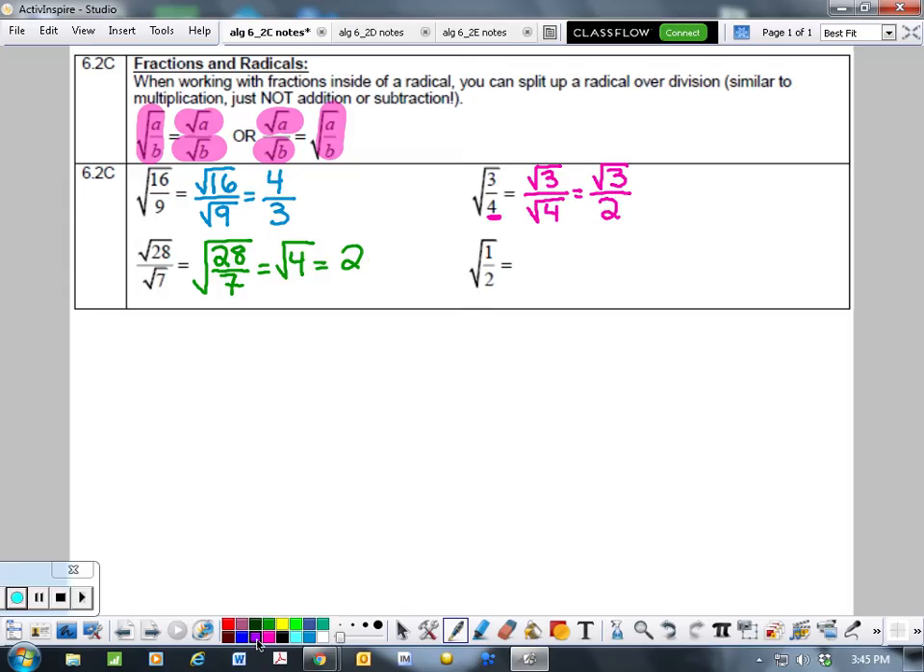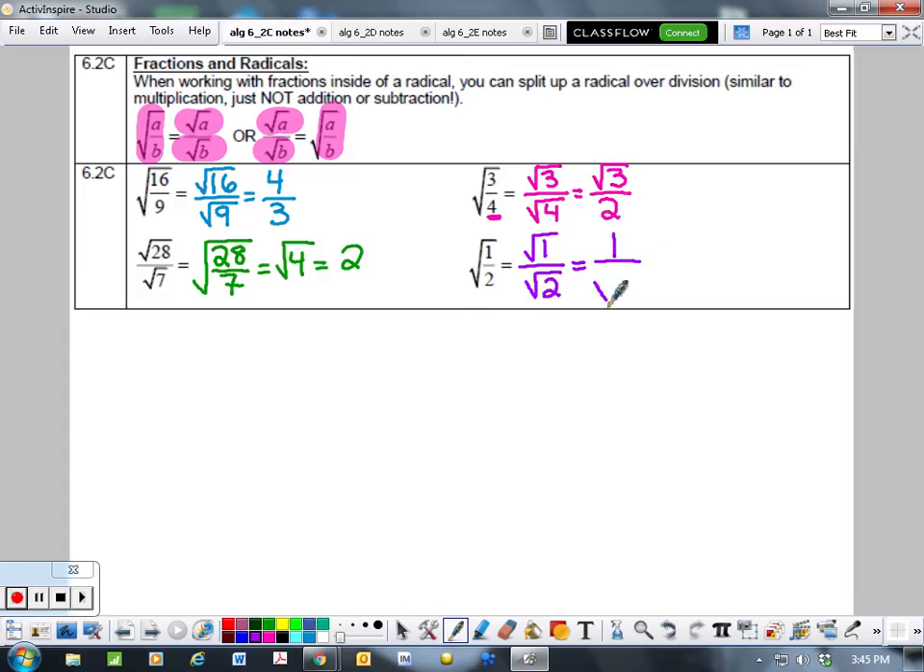And our very last example for today is the square root of 1/2. And so a lot of times we don't like having the square root of a fraction. So we'll go ahead and we can split that up. So square root of 1 over the square root of 2, which doesn't really help me a lot because the square root of 2 doesn't simplify at all. But the square root of 1 does. The square root of 1 is really just 1.